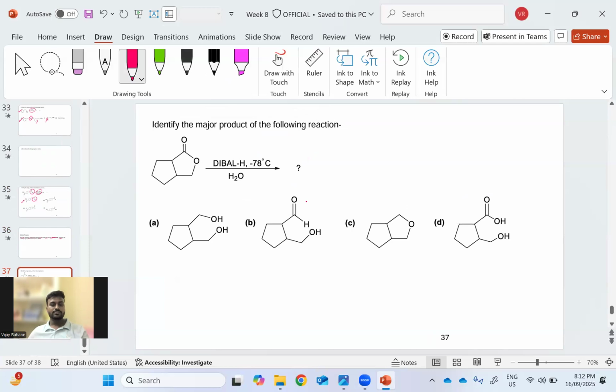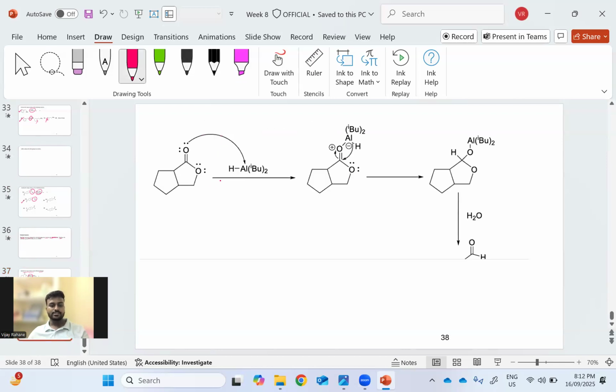Here is another question based on the major product formed in the following reaction. Again, here we have the ester and we have added DIBAL-H. That's the reducing agent again, and this DIBAL-H reduces this. So this is the mechanism. Basically, it's the source of hydride.